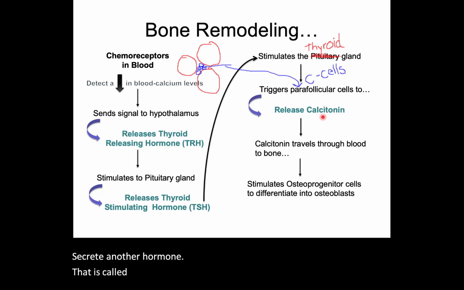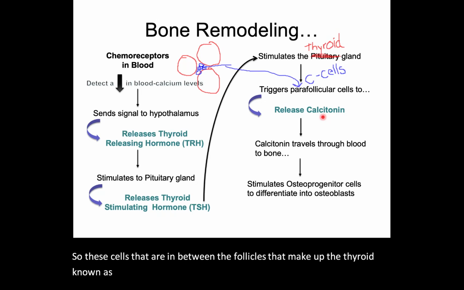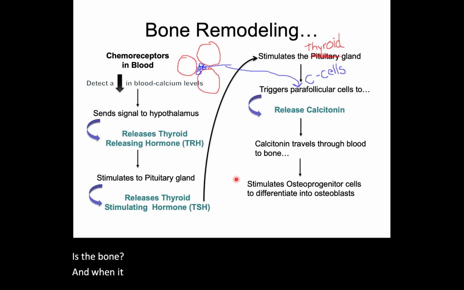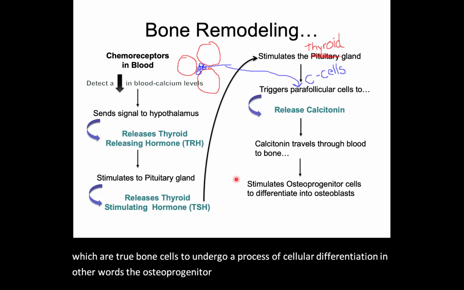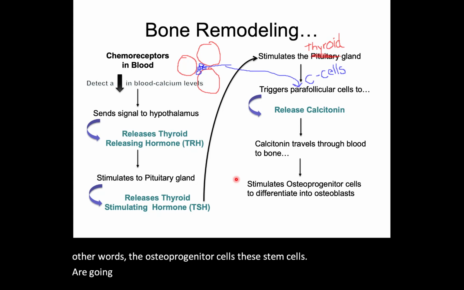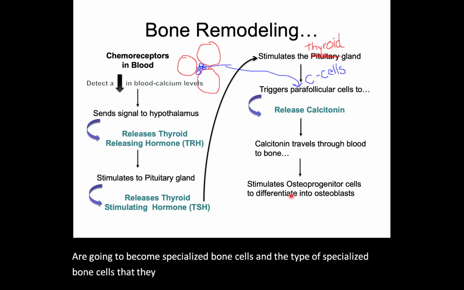All right. So these cells that are in between the follicles that make up the thyroid, known as parafollicular cells, secrete a hormone called calcitonin. Calcitonin is then secreted and travels through the blood vessels until it reaches the bone. And when it reaches the bone, it stimulates those osteoprogenitor cells, which are true bone cells, to undergo a process of cellular differentiation. In other words, the osteoprogenitor cells, these stem cells, are going to become specialized bone cells. And the type of specialized bone cells that they become are osteoblasts.